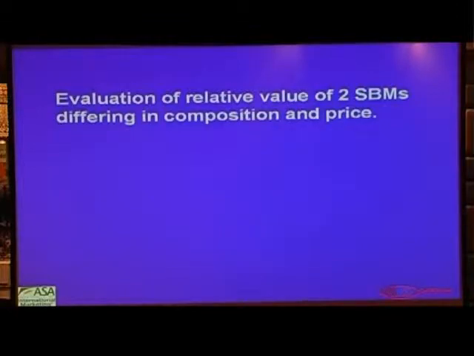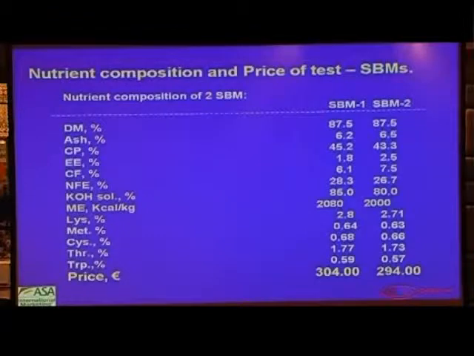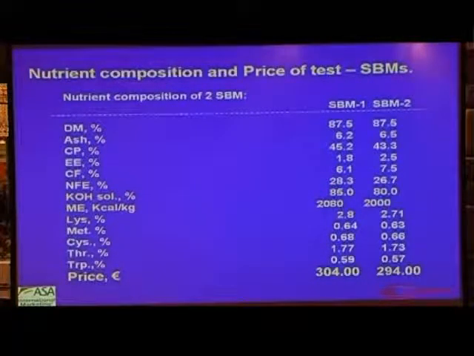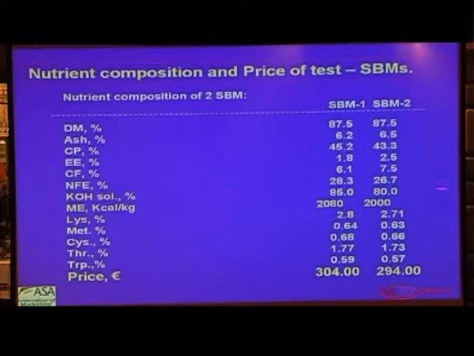Now, you can also take that one step further and go beyond the KOH solubility. Here we can evaluate, for instance, two soybean meals, a soybean meal 1 and a soybean meal 2, that differ not only in average nutrient composition, but also, of course, in KOH solubility, 85 versus 80. So here we have 5% difference, and associated with that, a difference in energy concentration. That energy concentration difference is roughly about 4%.